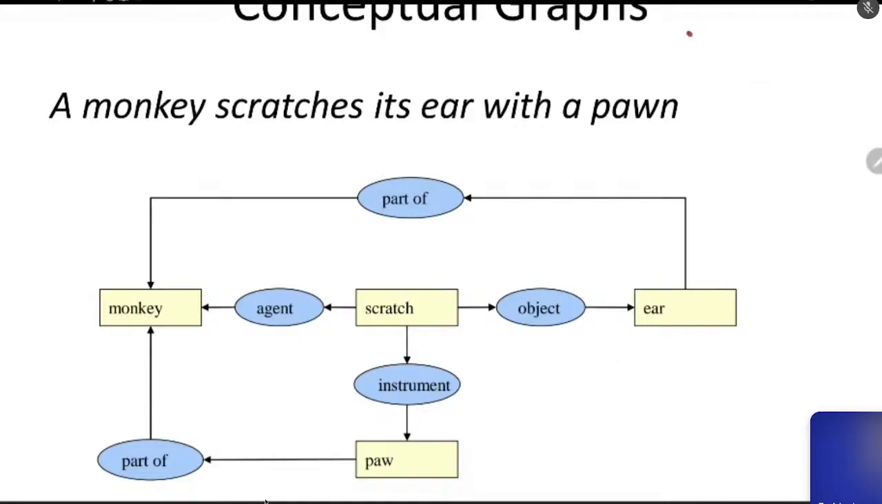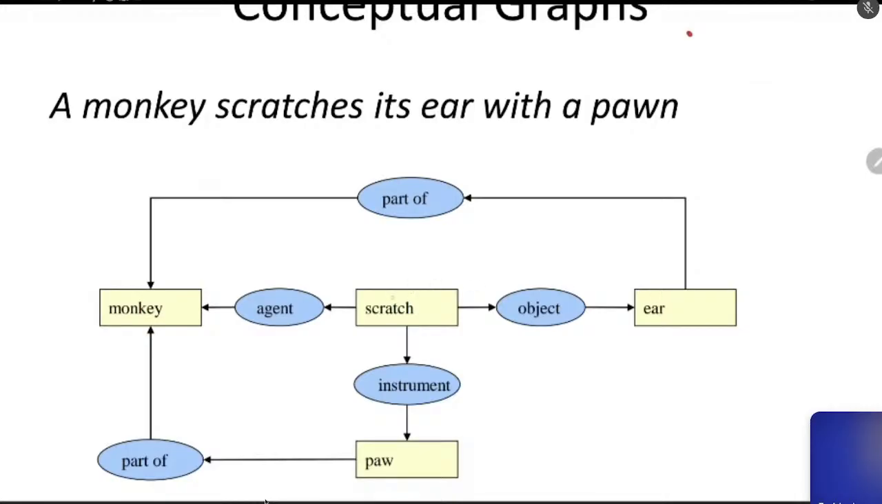Now let us think about scratching. Who is scratching? The monkey is scratching. So the agent of scratching is monkey. How is the scratching done? What is facilitating the scratching? The paw. So paw is the instrument of scratching. Scratching is done through the paw. What is being scratched? What is the object of scratching? That is the ear. So you get my point, no?